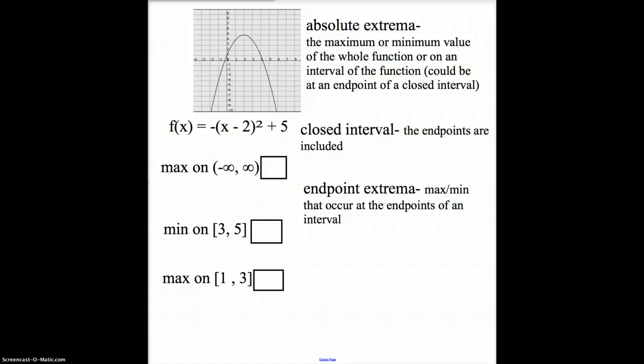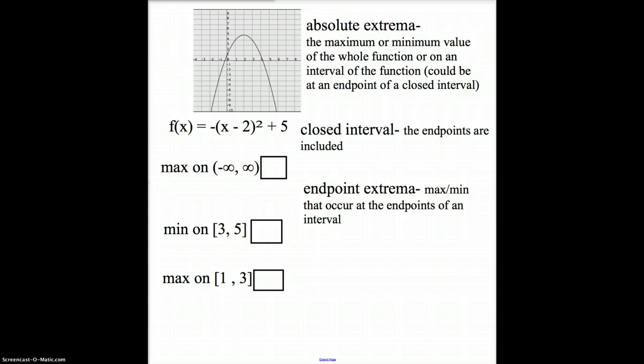Closed interval means that the endpoints are included. So an absolute extrema can occur at the endpoints of an interval, or it could be the highest or lowest point in the middle of the interval. Endpoint extrema are those maximum or minimum points that occur at the endpoints of an interval.